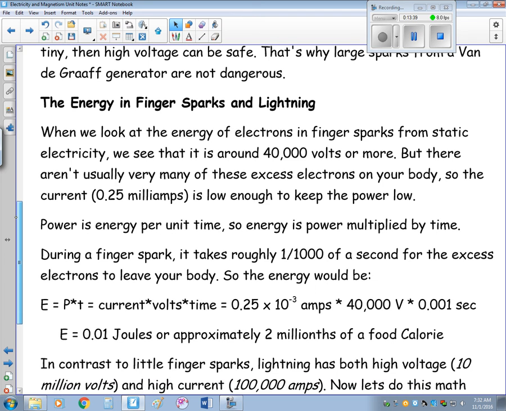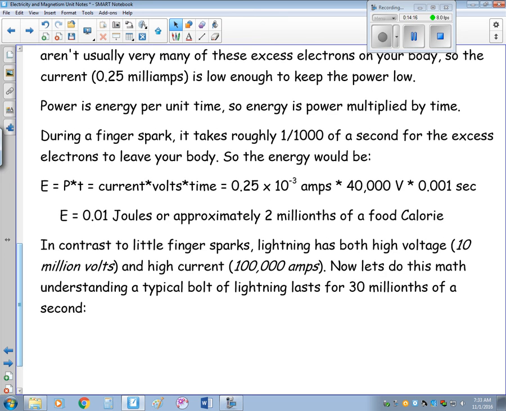The energy in a finger spark and lightning: we can do some calculations now. When we look at the energy of electrons from finger sparks from static electricity, it's around 40,000 volts, maybe more. But there are not very many excess electrons on your body, so the current is usually like 0.2 milliamps, that's 0.25 times 10 to the negative third. It's low enough to keep the power low, because energy is power multiplied by time. When you're shocking somebody with a finger spark, it takes roughly 1/1000th of a second for the excess electrons to leave your body.